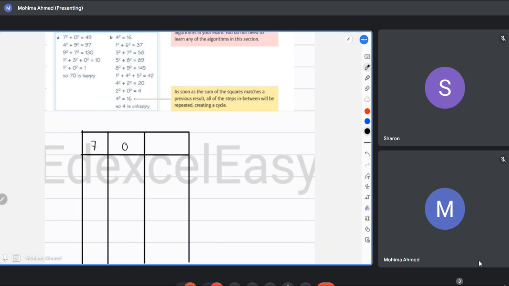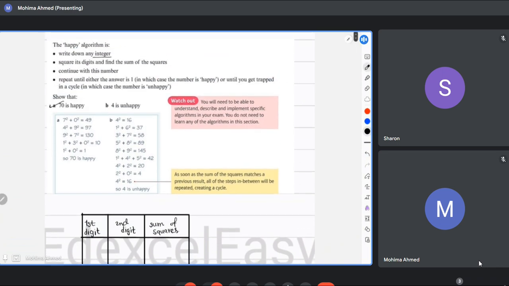Right? This is 70. This is the first digit of that integer. And this is the place for your second digit of that integer. And this is going to be the sum of the squares for each digit. So let's write sum of squares. In the third instruction, I think, or in the second instruction, they were saying to square its digit and find the sum of the squares also.